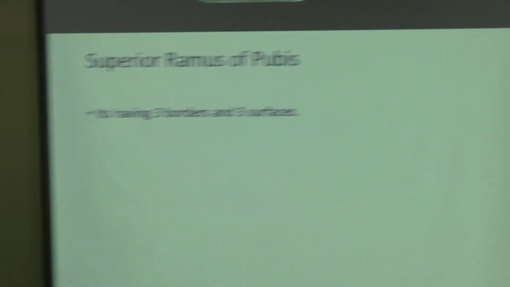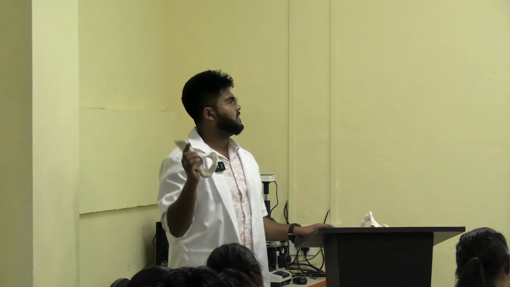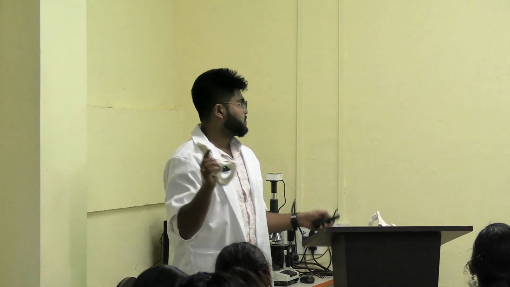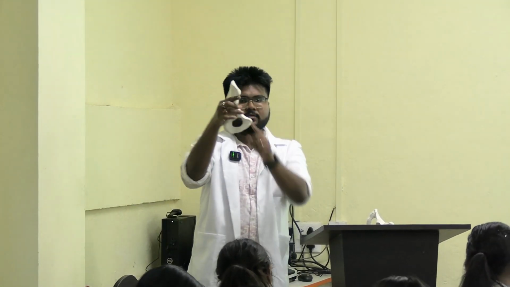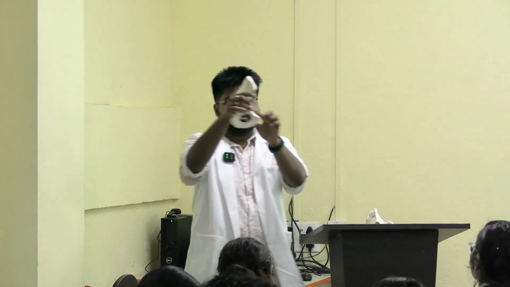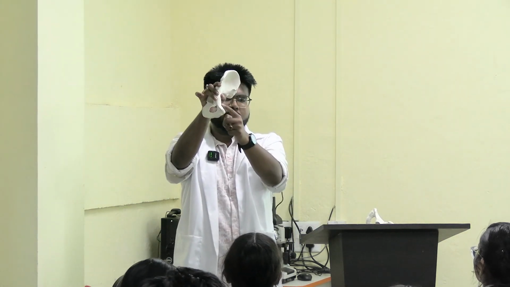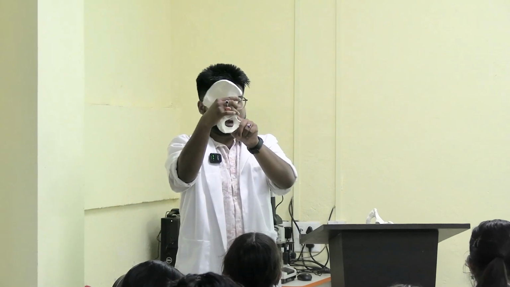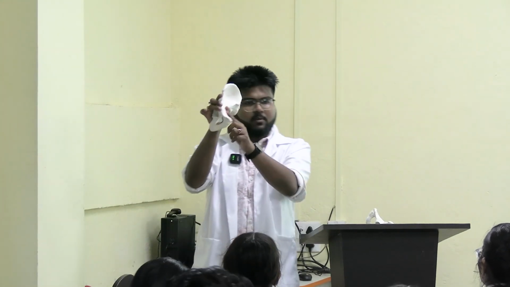Next the superior ramus part. Okay, so it's having 3 borders and 3 surfaces. One is called posterior border. This is the anatomical position. So this is the superior ramus part. Okay, so here 3 borders are present. You can see here this is the posterior border because this border is posteriorly present. Okay, so this is the posterior border and this is the anterior border.